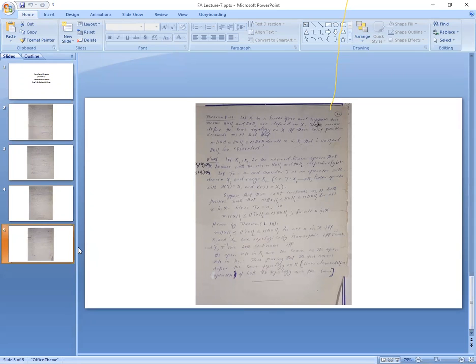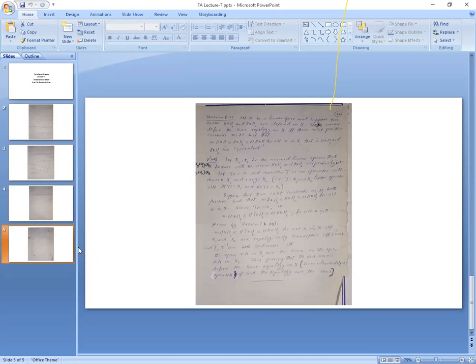but with norm 1 it becomes a normed linear space. With norm 2, it is also a normed linear space. So you have two normed linear spaces, X with norm 1 and X with norm 2. X with norm 1 is denoted by capital X1, and X with norm 2 is denoted by capital X2. So there are two normed linear spaces.